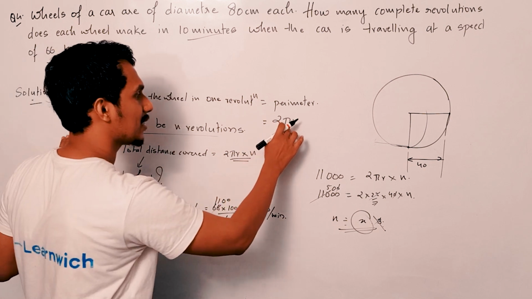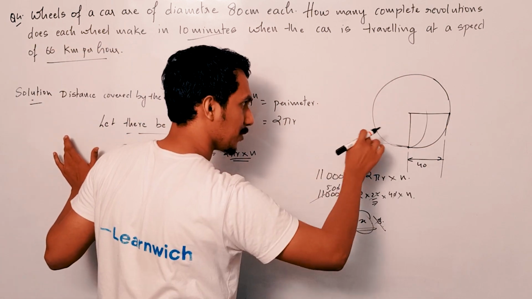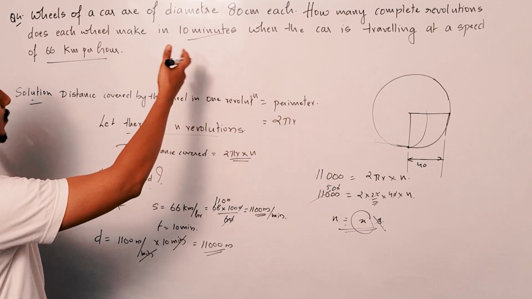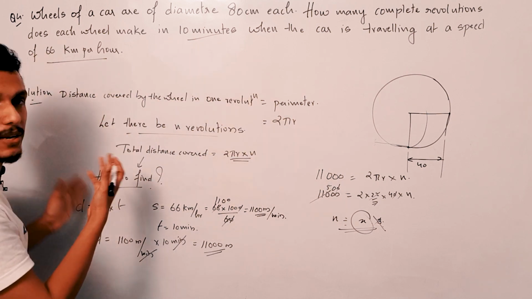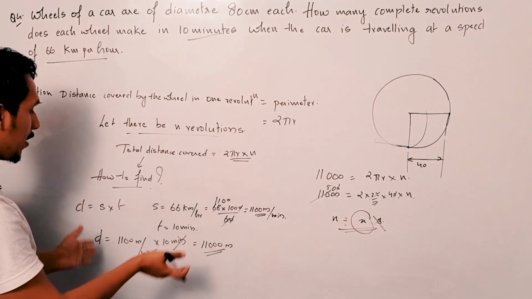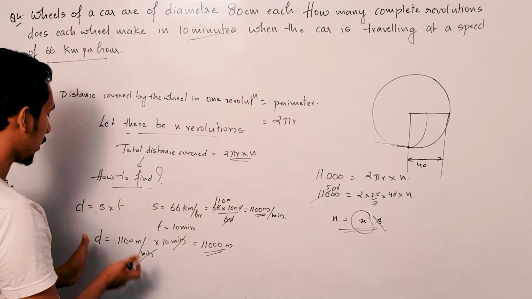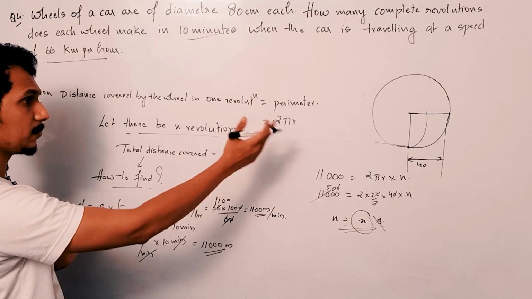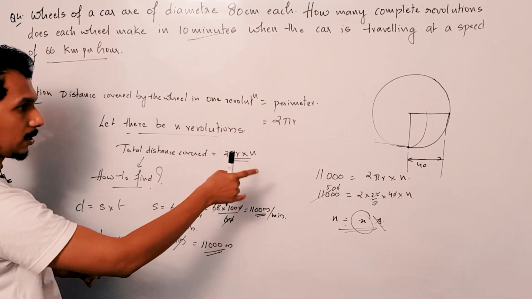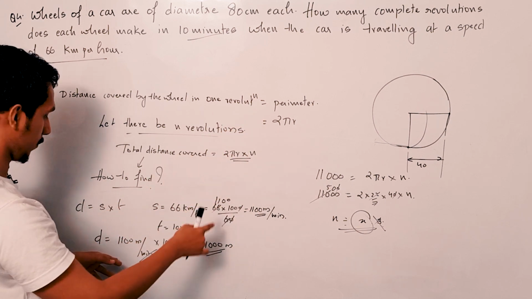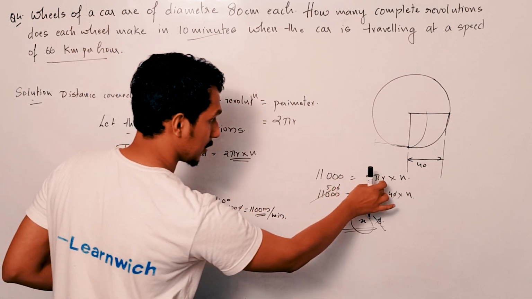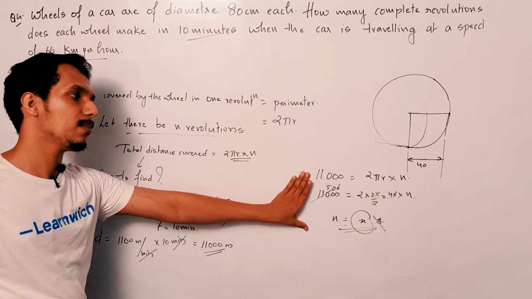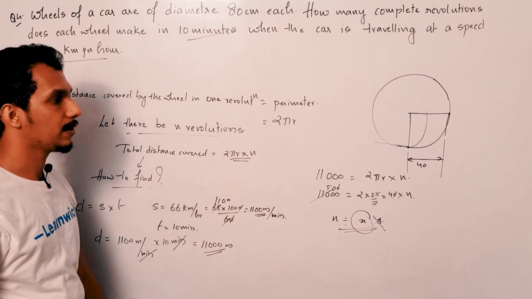See, this is the total distance traveled by the wheel in one revolution. You also have to find out the overall distance traveled by the car in 10 minutes when it's moving at a speed of 66 km per hour. Speed is given, time is given. I can easily find out the distance traveled by the car, and I know the distance traveled by the wheel in one revolution. Then the total distance covered by this wheel will be equal to the total distance covered by the car. You're equating both things, you will easily get the value for n.